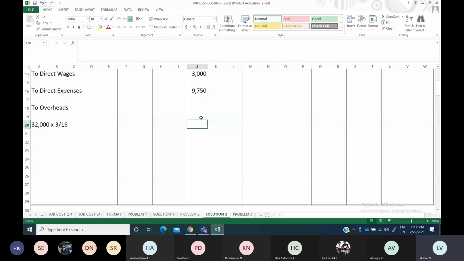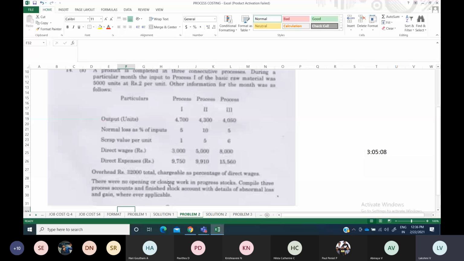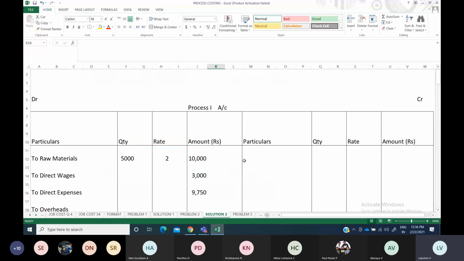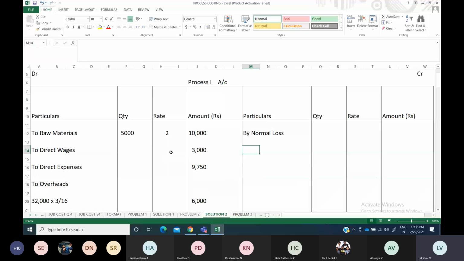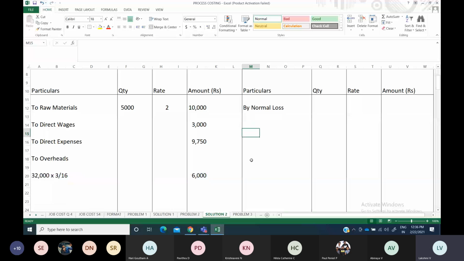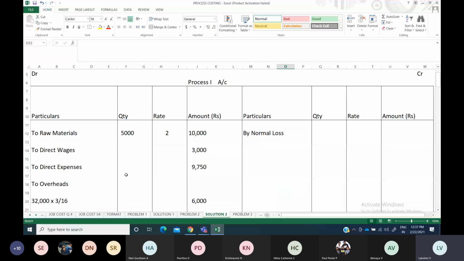So next, moving on to the credit side, you have to go now. So by normal loss you have to take into consideration here. Okay, by normal loss will come, for which the normal loss percentage will be given. You have to find it out. Okay, so let us discuss in the next session how to calculate normal loss, and then abnormal loss or abnormal gain, whatever is coming for this particular process. Everything we can discuss in the next session.